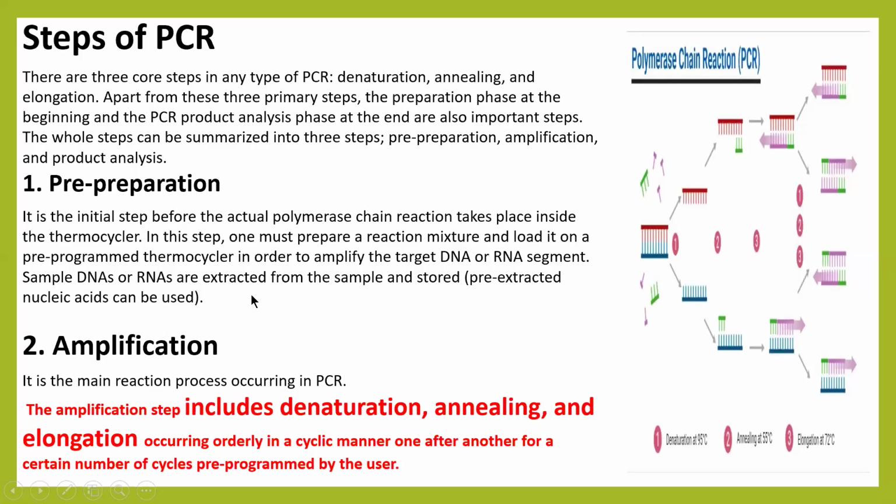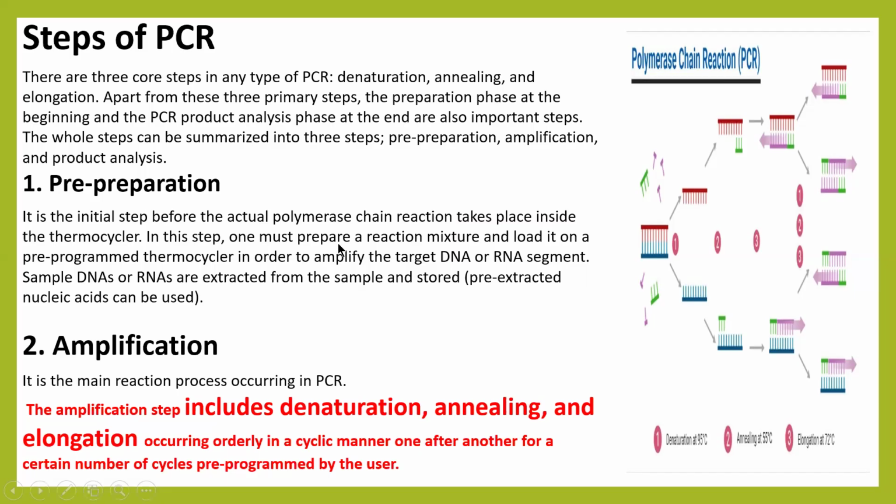Steps of PCR: there are three core steps which we discussed in the previous slide: denaturation, annealing, and elongation. Apart from these three primary steps, a preparatory phase is also needed at the beginning, and PCR product analysis is also required at the end, after the PCR product is formed. So the whole process can be summarized into three steps: pre-preparation, amplification, and product analysis.